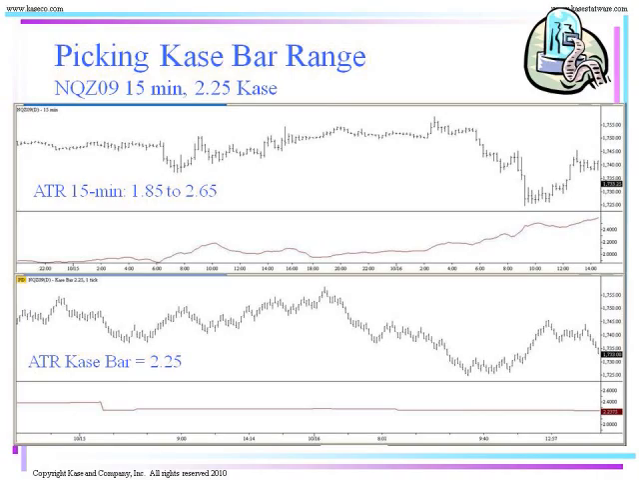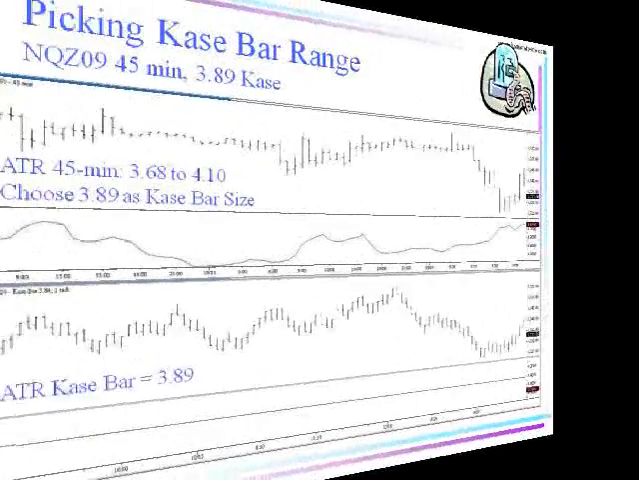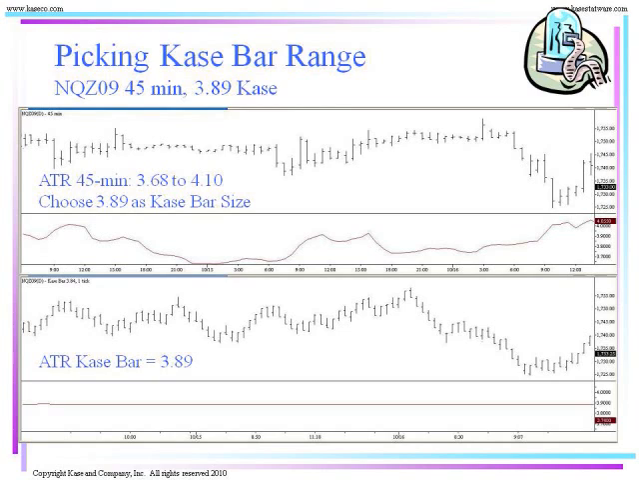And here's a similar chart. The next page shows a similar chart, the same instrument, for a 45-minute chart. So it's a similar type of thing. We set up a 45-minute chart. We see that on average the true range is between about 3.68 and 4.10. So I'm going to pick 3.89 as a representative size. And at the bottom, I'm going to set my target for the case bar at 3.89.